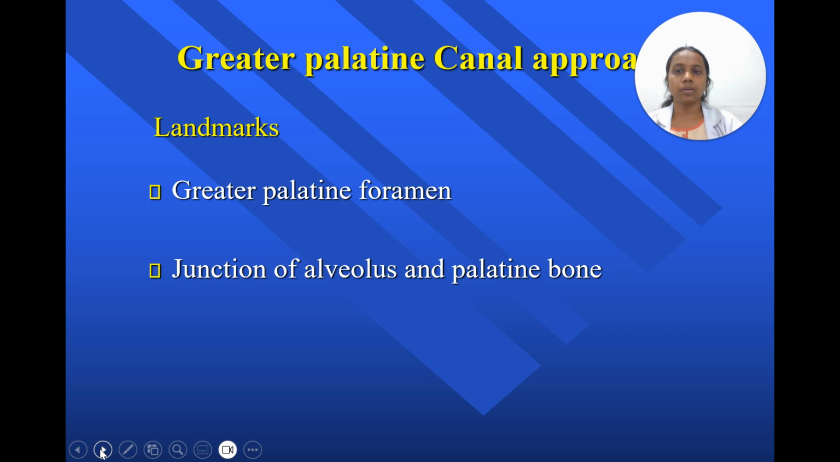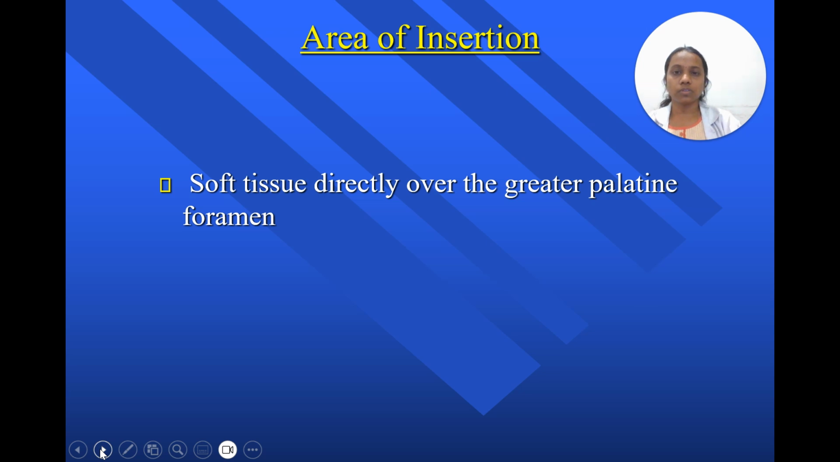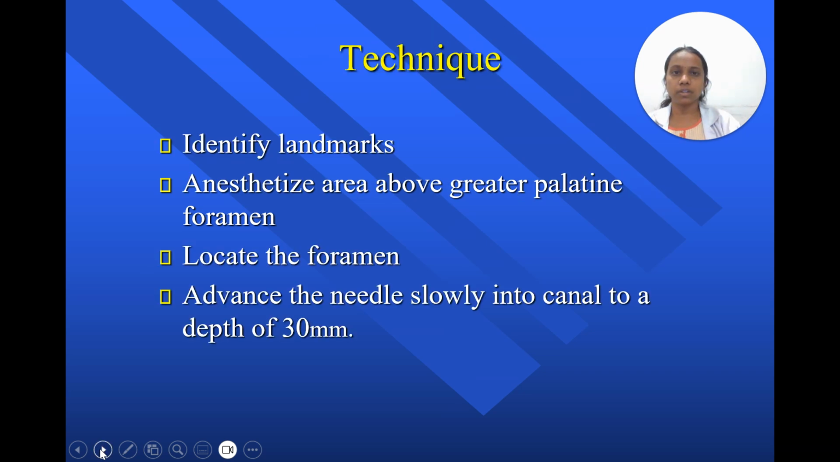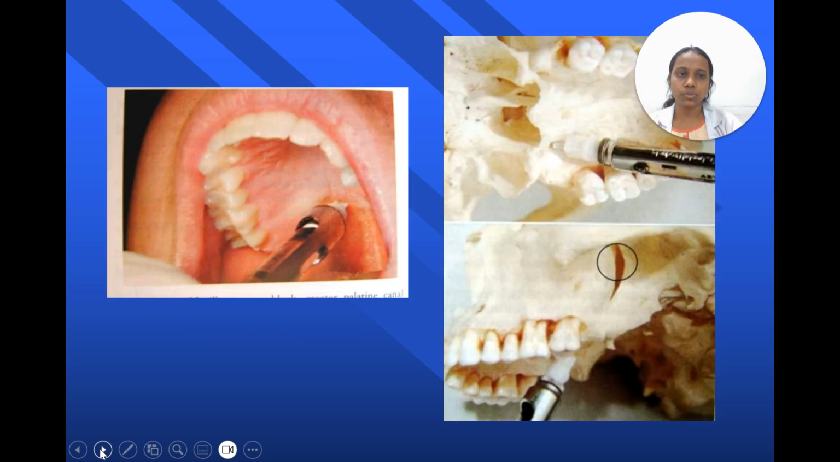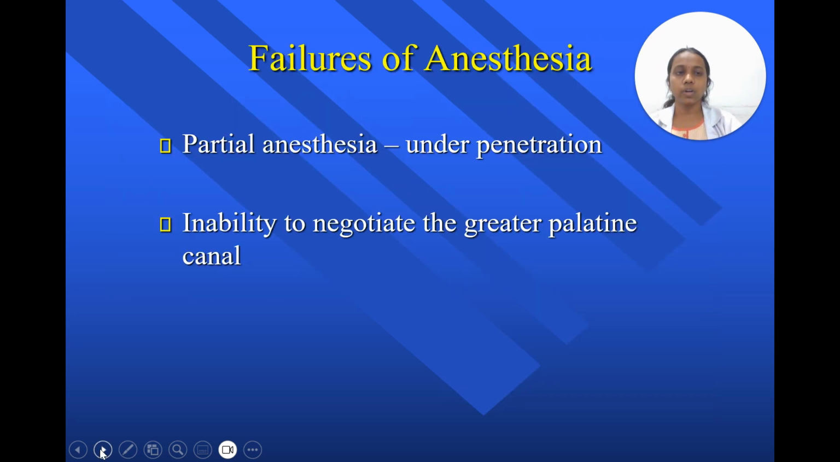Next is the greater palatine canal approach, wherein the greater palatine foramen is identified at the junction of the alveolus and the palatine bone opposite the crown of the third molar, with the soft tissue directly over the greater palatine foramen. The technique: identify the landmarks, anesthetize the area above the greater palatine foramen, locate the foramen, and advance the needle slowly into the canal to a depth of 30 mm. Once we reach that depth, slowly aspirate, make sure you are not in a vessel, and slowly deposit the solution. When we have inserted up to that extent, we have reached the main trunk before it gives off any branches.